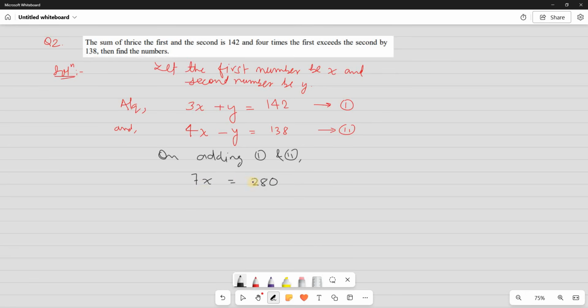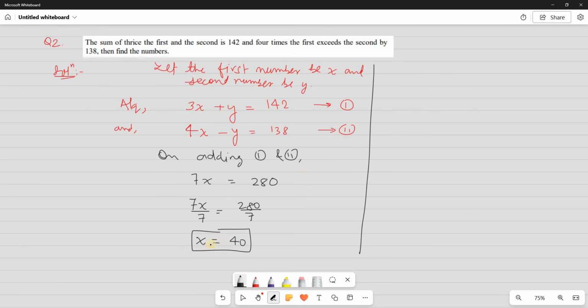So 7 times x is 280, and we can divide both sides by 7 to solve for x. To isolate x, we have to undo the multiplication, and the inverse of multiplication is division. So we divide by the coefficient of x, which is 7, on both sides. The 7 is gone, 1 times x is simply x, and 280 divided by 7 is 40. So x equals 40.